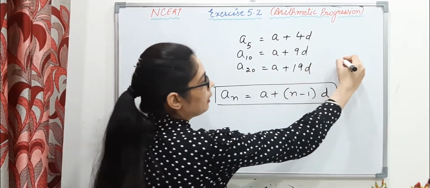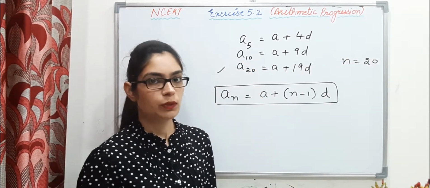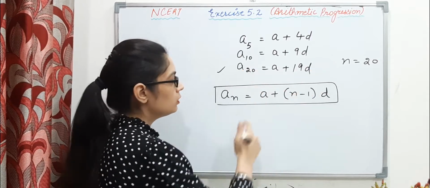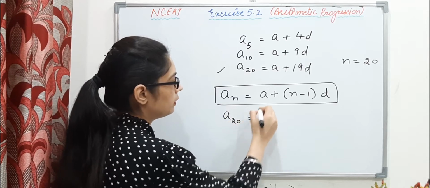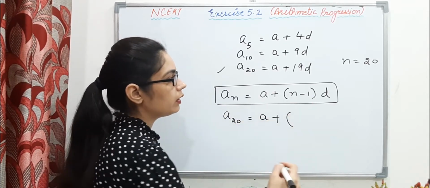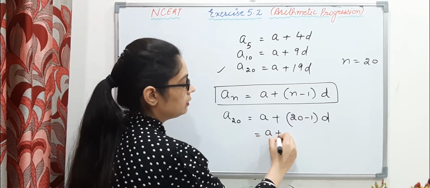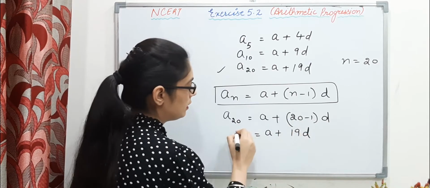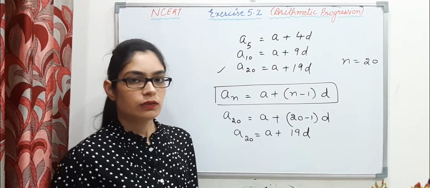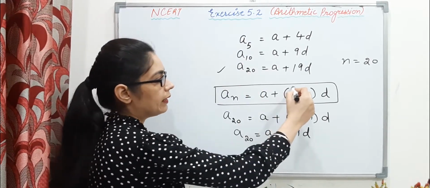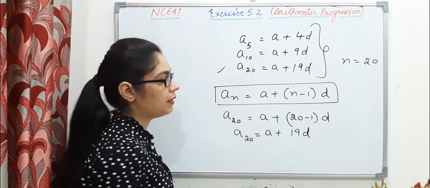If I see here, my value of n is 20 in this one. 20 is the number of the term, this is the 20th term. So here also if I substitute the value of n as 20, I'll get the same thing. A plus (20 minus 1) into D, A plus 19D. So the 20th term is equals to A plus 19D. See, it is same. So for all the values of n we will get these formulas, but instead of using different formulas, we will use one single formula.